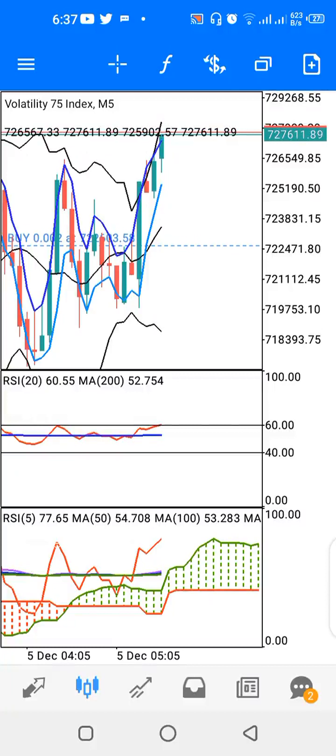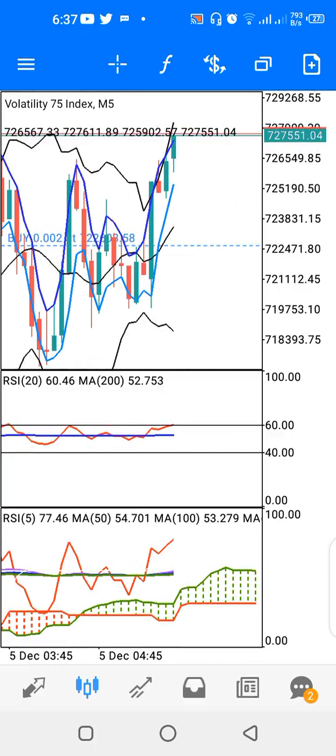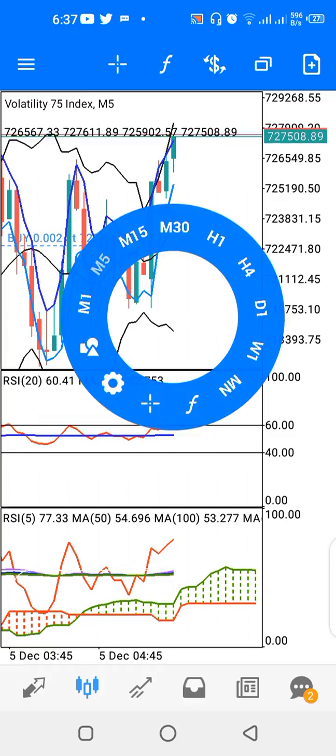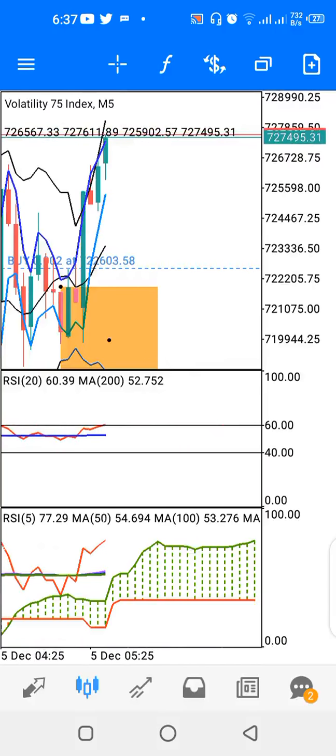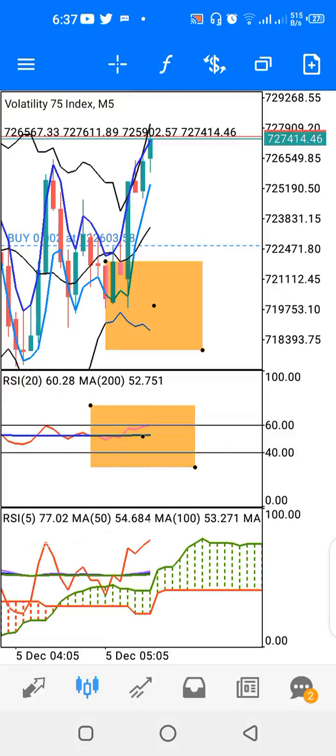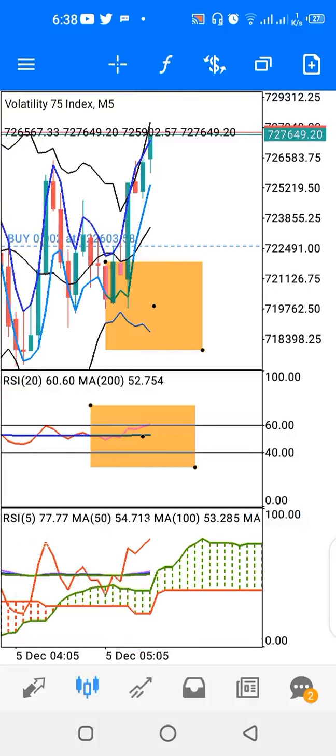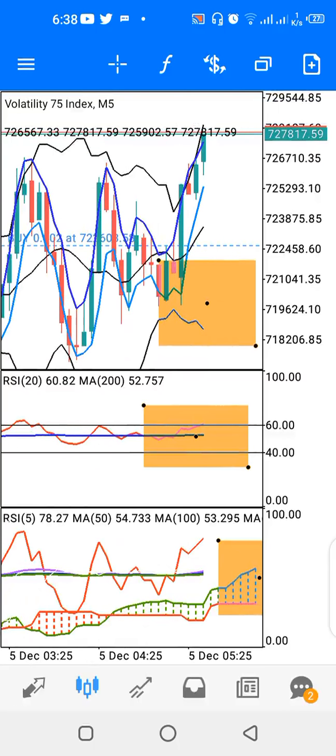Today we'll be looking at a strategy you can use to trade Volatility 75 Index on the 5 minutes time frame. On my screen I have V75 5 minutes time frame, and I have three windows. The first upper window is my main window. The second window is my indicator window 1, and the third window is my indicator window 2. Now let's look at how this strategy works.